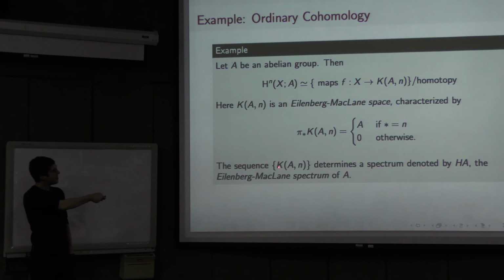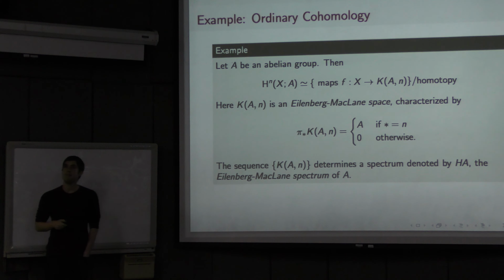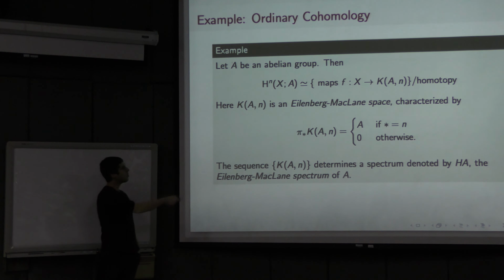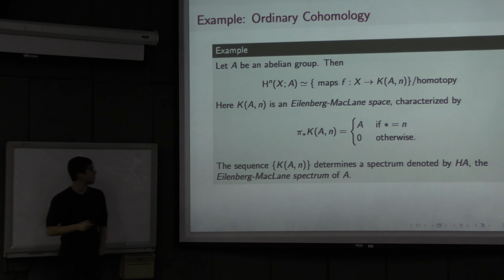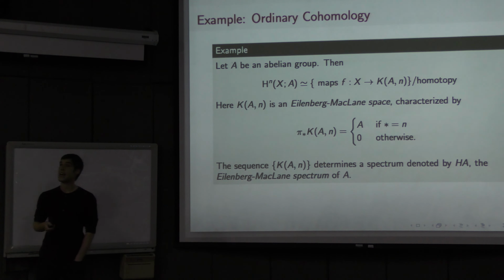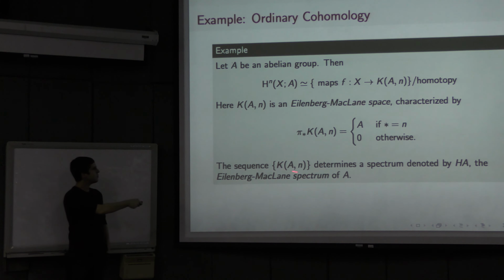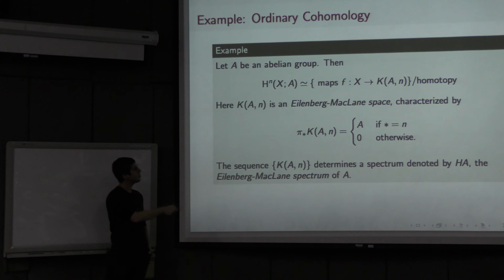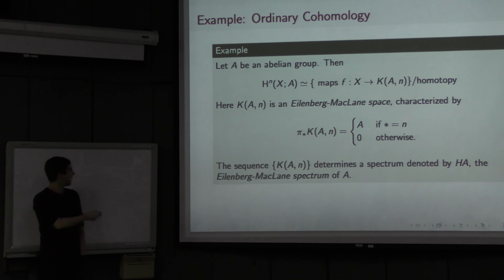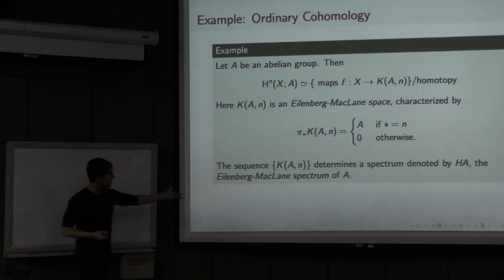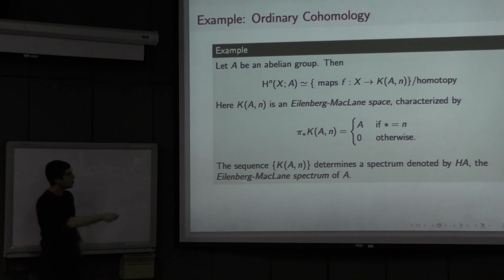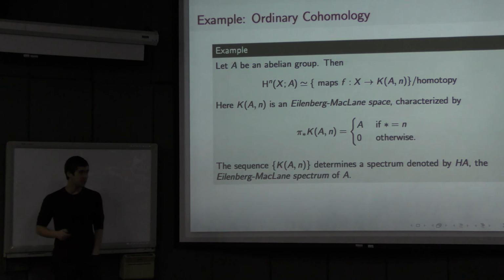And now if you look at these spaces K(A,n) as n varies, they give you an example of a spectrum. Each K(A,n) can be identified with the loop space on K(A,n+1). So this sequence of spaces is a spectrum which is typically denoted by HA. It's the Eilenberg-MacLane spectrum of A. And that's the spectrum which corresponds, in the dictionary of the previous slide, to ordinary cohomology with coefficients in A.